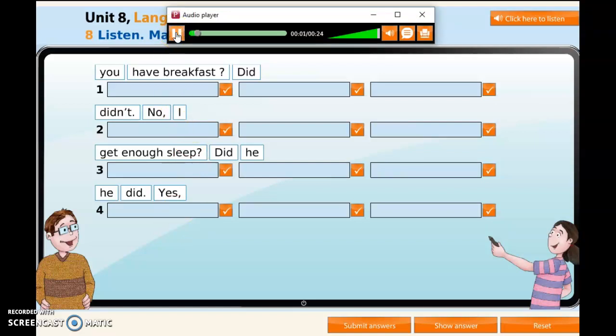Pupils Book, page 132. Activity 8. Listen and look at the sentences. Help Luke and Amy make more. Did you have breakfast? Did you have breakfast? We start with did, the person or the subject, then the action, the verb.